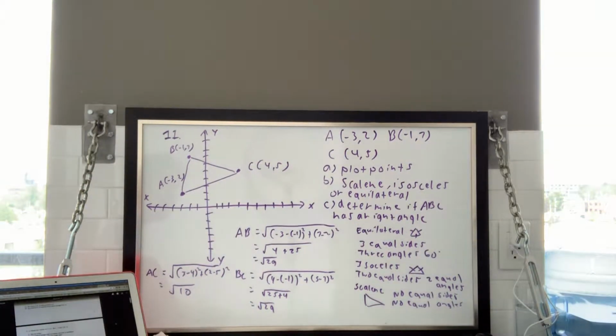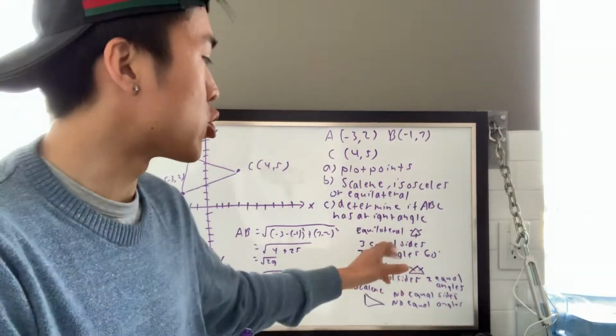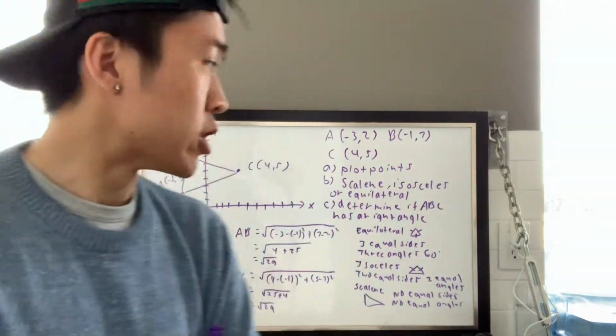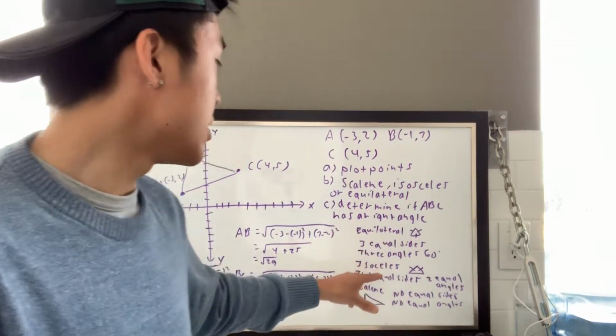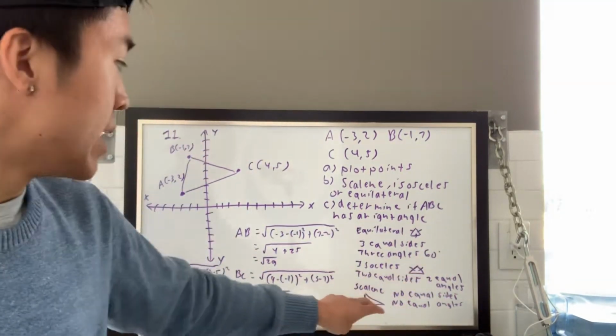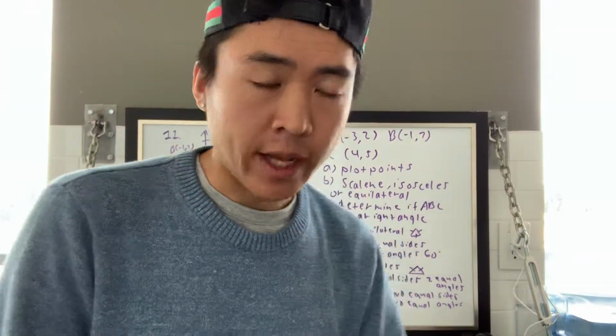Now part B asks me to determine if the triangle is scalene, isosceles, or equilateral. A quick review here: an equilateral triangle has 3 equal sides and all the angles equal, about 60 degrees. An isosceles has 2 equal sides and also 2 equal angles. And a scalene has no equal sides and no equal angles.